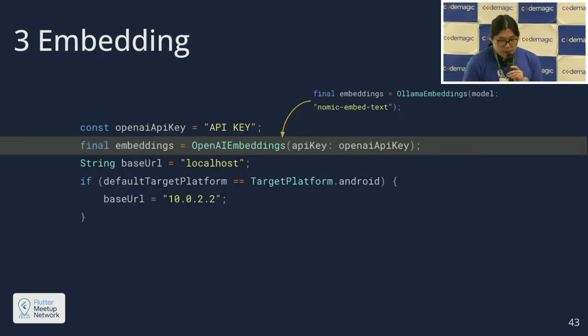Next, the third step of RAG is embedding. OpenAI text embedding can be easily called and the result retrieved through an API.